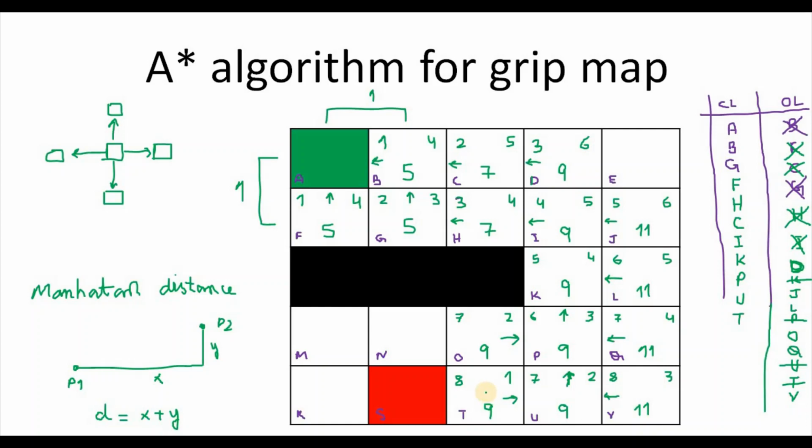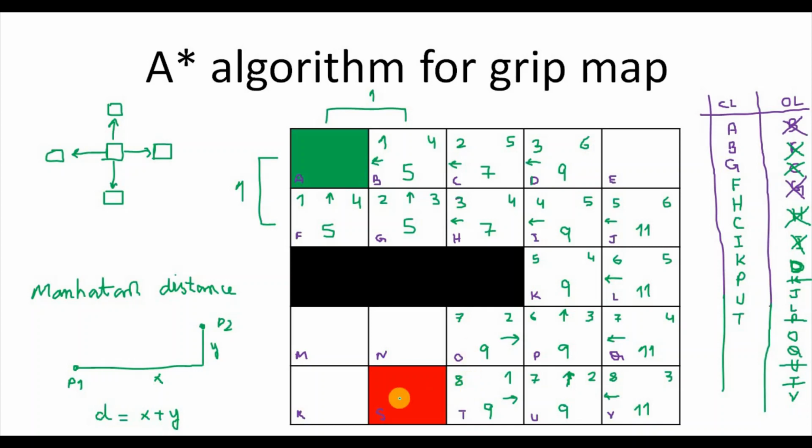So from node T, we look at its neighbors. The neighbor on the right side is U, which is already in the closed list, so we cannot do anything here. When we look at the neighbor on top of it, node O, node O is not in the closed list, but it is in the open list. So we can try to calculate the G cost again, and if it is less than the previous G cost, we change it. Now 8 plus 1 is 9, but it already has 7, which is less than the new one. So we don't change it. We leave it like this.